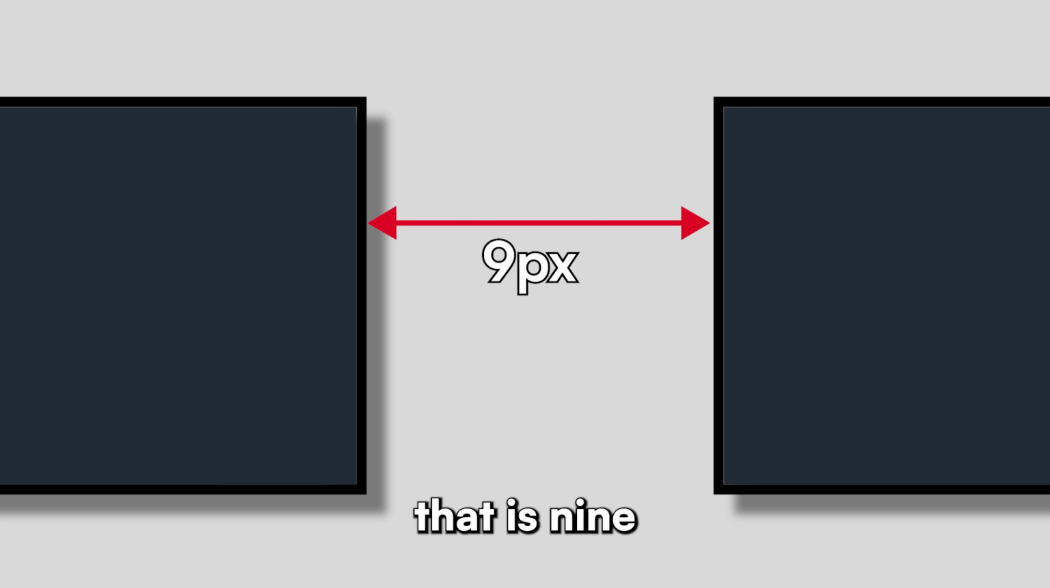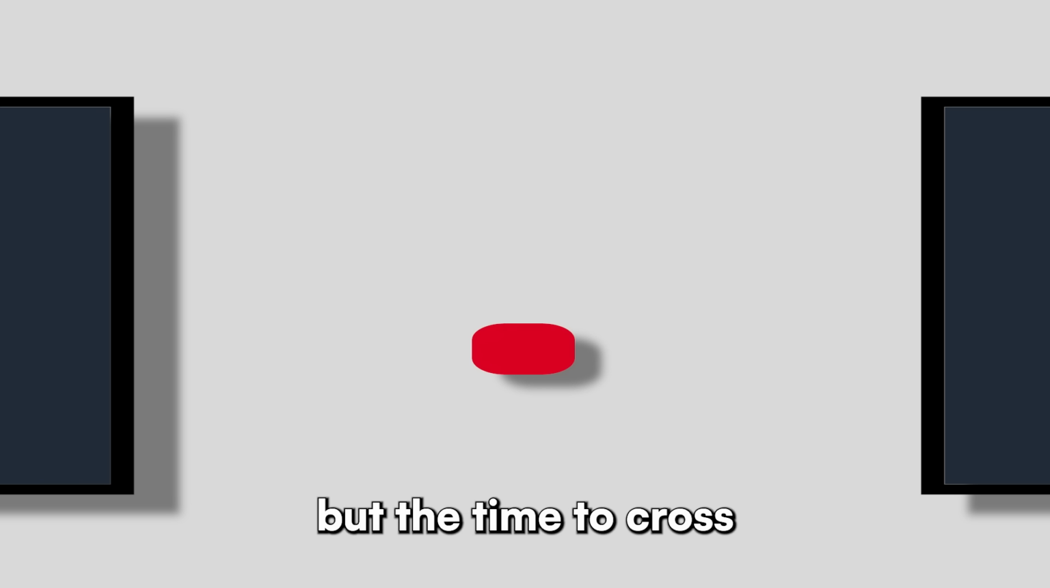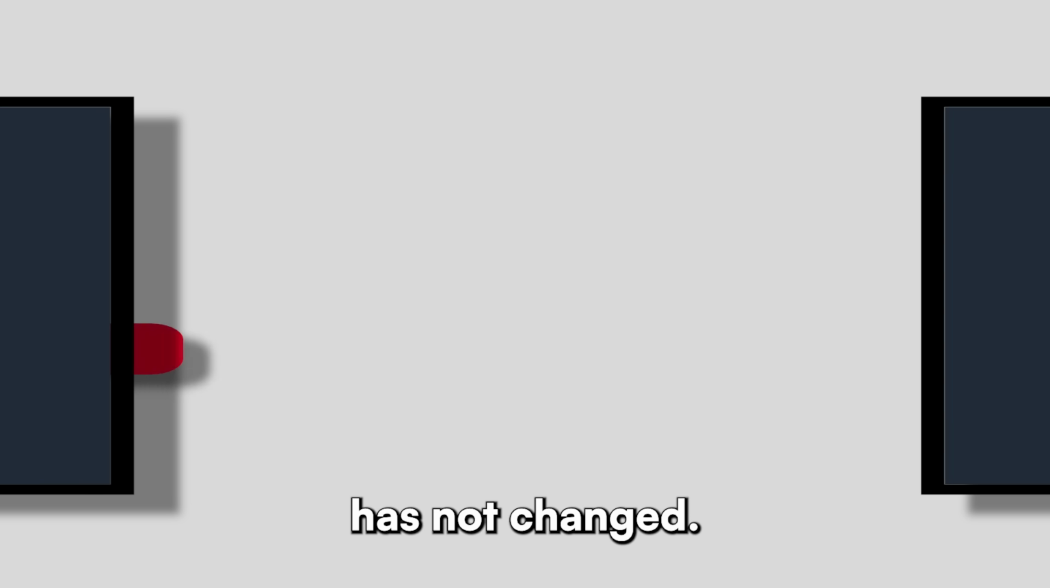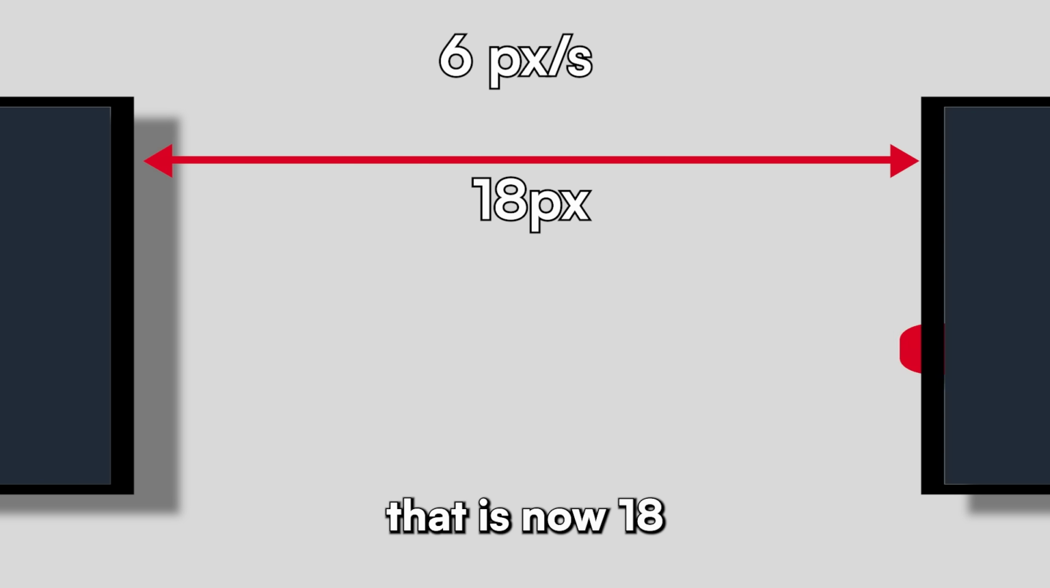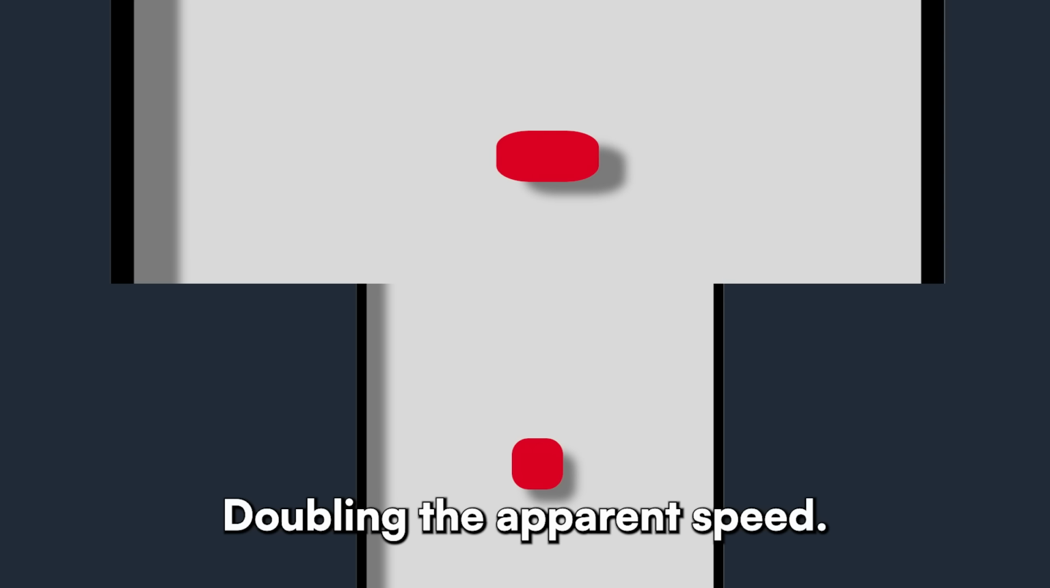You're looking at a gap that is 9 pixels wide on a native resolution. A box that is 1:1 pixel in size will take 3 seconds to cross, moving at a speed of about 3 pixels per second. Now let's replay this scenario at its stretched out resolution. The box, which was 1:1 at first, will now appear 2 pixels wide, but the time to cross has not changed. Crossing a gap that is now 18 pixels wide in 3 seconds will make the box appear like it's moving 6 pixels per second, doubling the apparent speed.